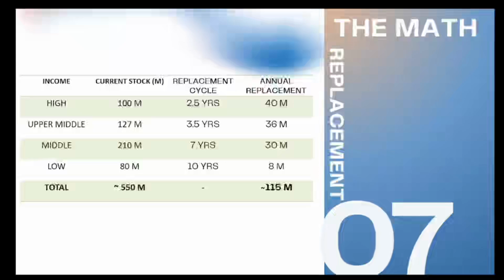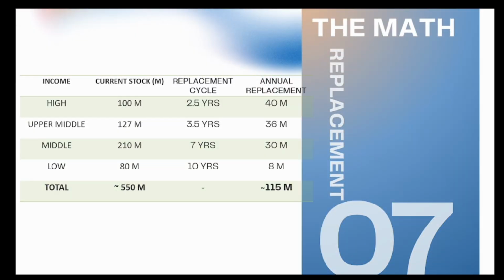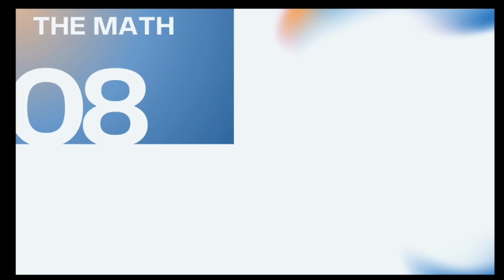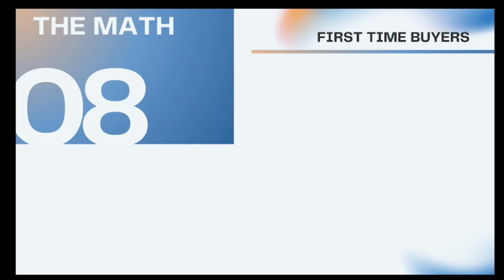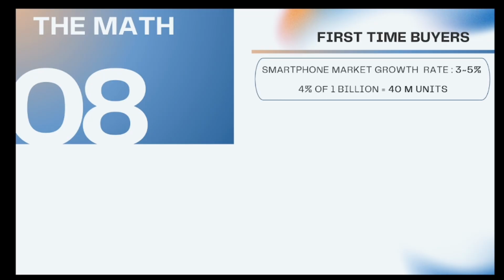But the market isn't static. We need to add new buyers entering the market annually. So let's see the annual demand from first time buyers. I will here consider the market growth rate, which for smartphones is around 3 to 5% in India. And I'll assume that this market growth rate is directly coming from the first time buyers, who are in the qualified age group. The qualified age group we calculated was 1 billion, and with an average of 4% market growth rate, we get 40 million units from the first time buyers.